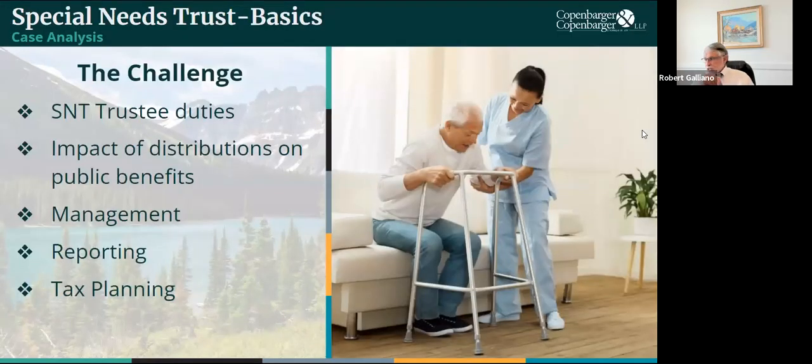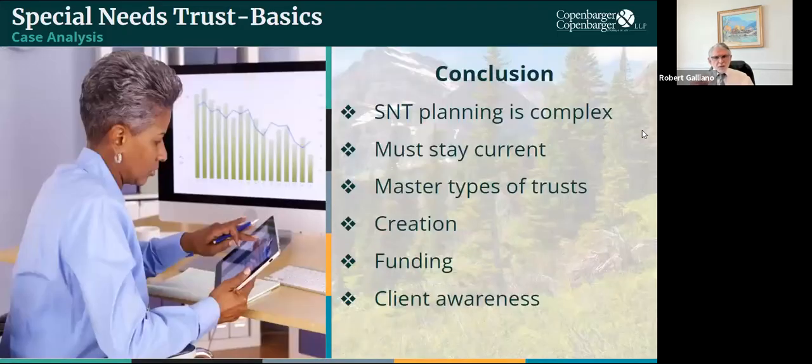So what's the challenge? You as a trustee, you have monumental responsibilities. You have to understand what the impact of the distributions are on the public benefits that the beneficiary is receiving. You have to understand the management. You have to understand the tax planning. You have to understand the reporting. You have to file tax returns. You have to report to the Social Security Department. You have to report to the Department of Health Services. There's redetermination every year. You have responsibilities and duties. You're a trustee. You have to understand what these responsibilities are.